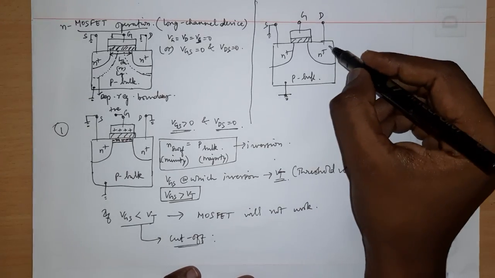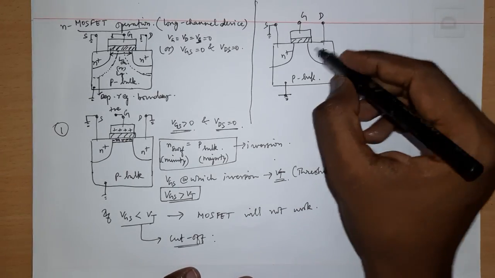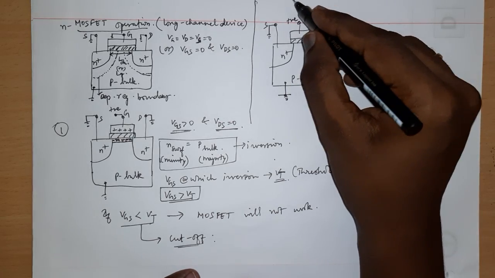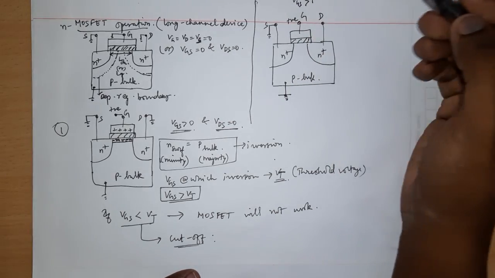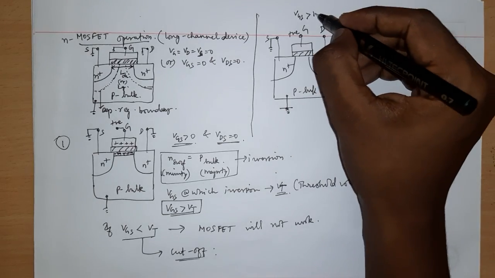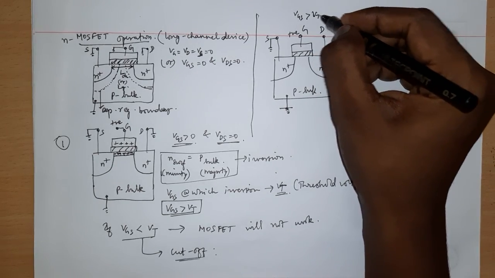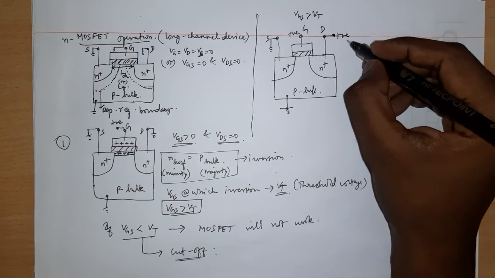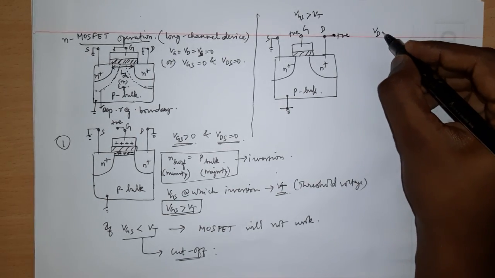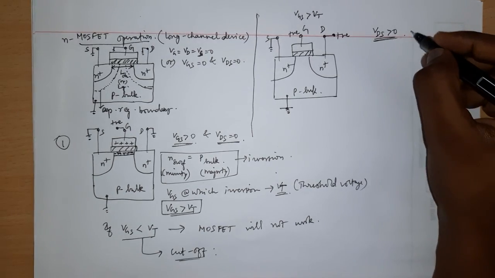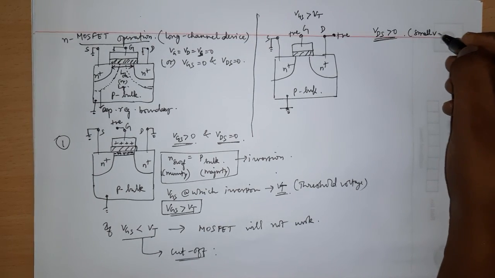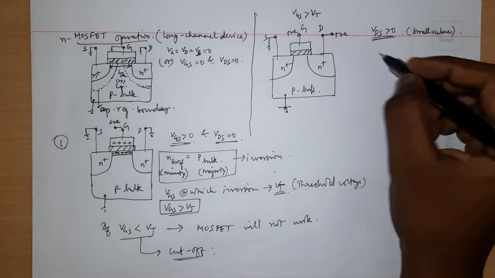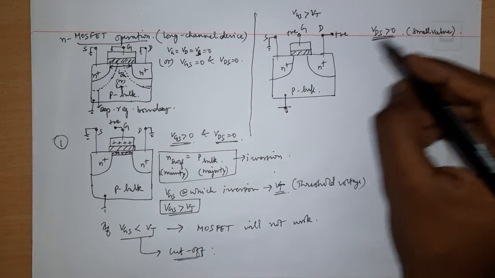Okay, so you have a situation like this, and let me say you are applying some positive voltage at the gate, and let me say VGS is greater than the threshold voltage VT, and you are applying again positive voltage at the drain now, and let's say VDS is greater than 0. Okay, and we'll say it's a small value. We'll define what is small in some time.